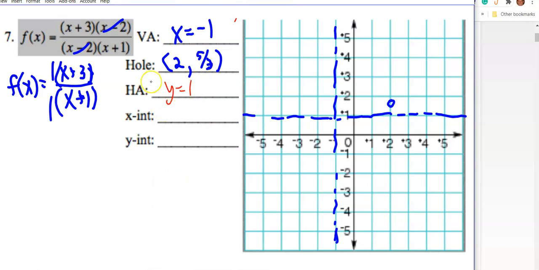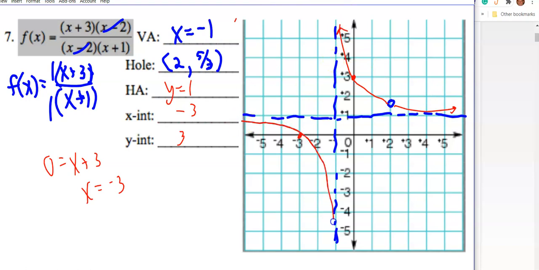And the y-intercept, plug in x equals 0, so that'd be 3 over 1 is 3. So right there. The x-intercept would be 0 equals x plus 3, the numerator, so x equals -3. There you go. Oh, I know exactly where this graph is now, right? It hops over that point. It's a point of discontinuity. There you go.